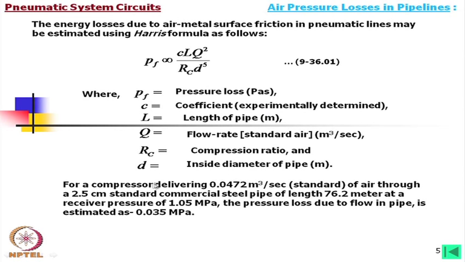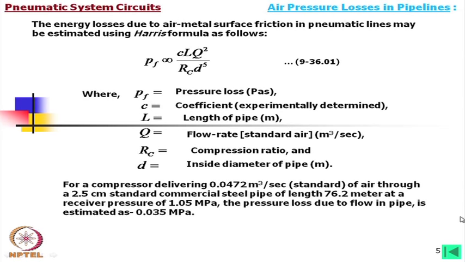This conversion I have not done, but take the calculation for a compressor delivering 0.0472 meter cube per second standard of air through a 2.5 centimeter standard commercial steel pipe. This is just a 1 inch pipe I have converted like this. Length is 76.2 meter, that is around 250 feet, at a receiver pressure of 1.05 megapascals. The pressure loss due to flow in the pipe is estimated as 0.035 megapascal for this much length.